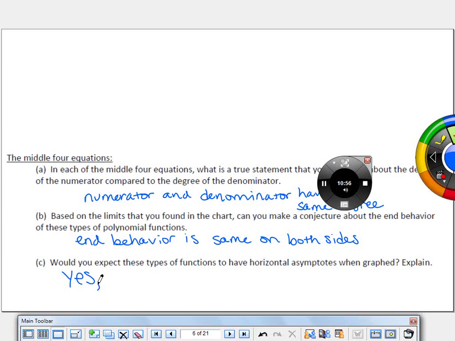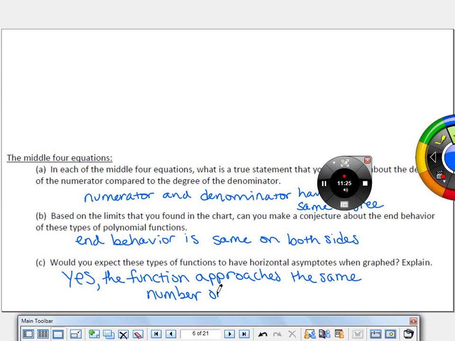Who could tell somebody why? If one of your friends from another class comes to you and says, I don't get why we said yes to this, what would you tell them? Why would you expect there to be a horizontal asymptote for these functions? Jordan? Because they're going to the same number. Sure. So the function approaches the same number on both ends. Okay.